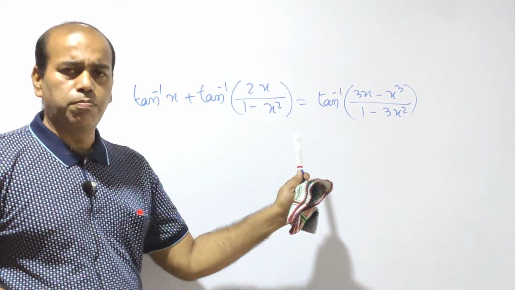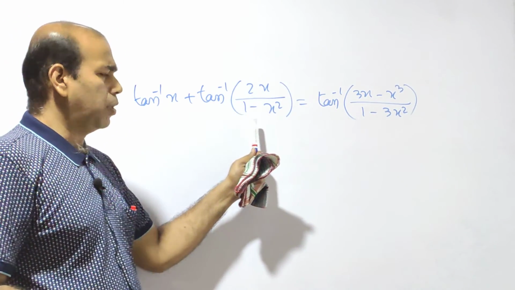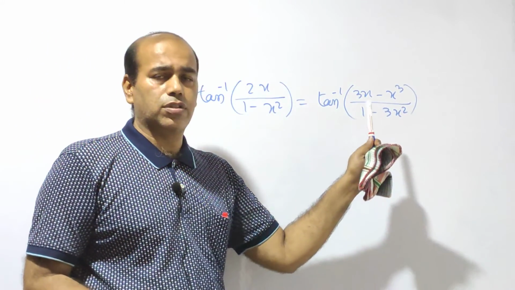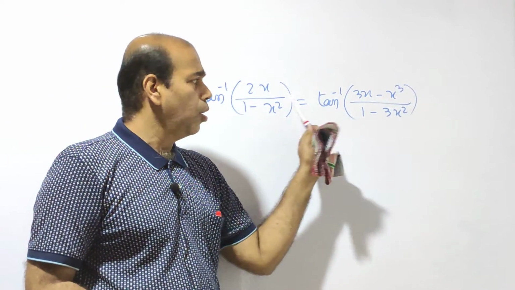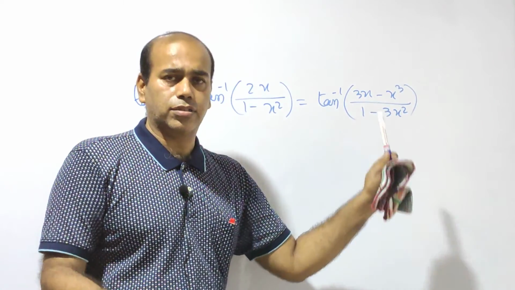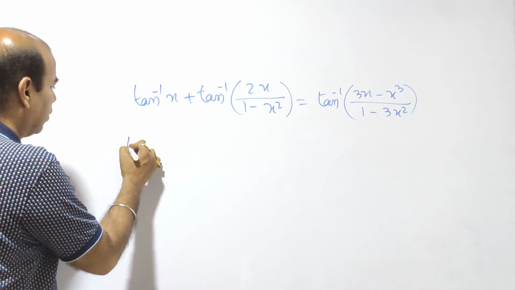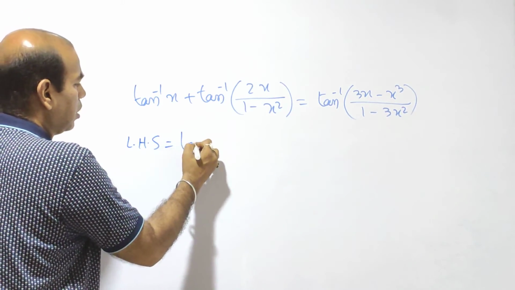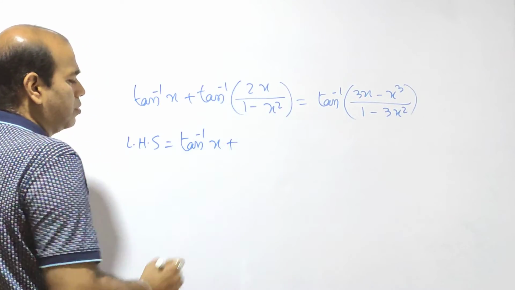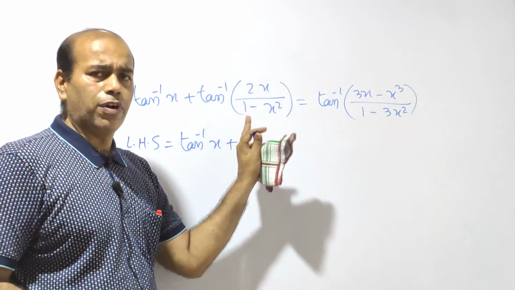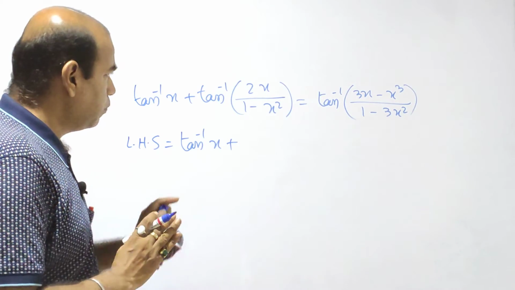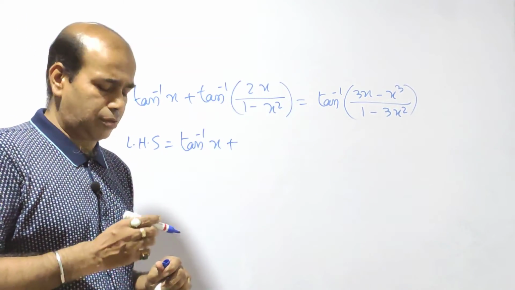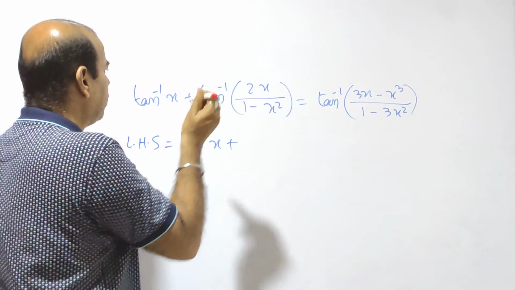This question they are asking: prove that tan inverse x plus tan inverse (2x by 1 minus x square) equals tan inverse (3x minus x cube by 1 minus 3x square). Now let me take the left hand side, LHS. Now this is tan inverse x, and now tan inverse (2x by 1 minus x square). Students, please follow this step. This is 2 tan inverse x. I am highlighting this part with red.